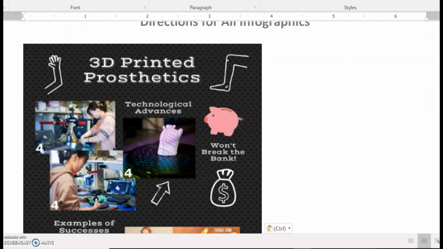Here is one on 3D printed prosthetics. Well, it's a little bit hard to actually see the numbers because the background is dark. There are numbers. So if we look at the picture of the girl working on the prosthetic, you can see that there's a little 4 in the bottom left corner. The boy at the computer working on the prosthetics, there is a 4 at the left-hand corner. Those correspond to the citations in the paper.